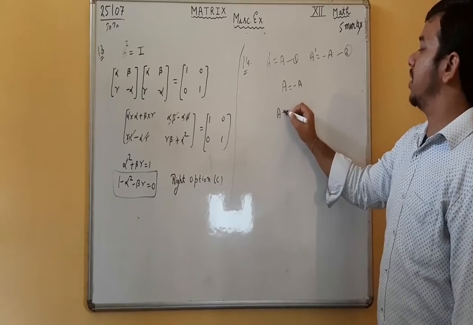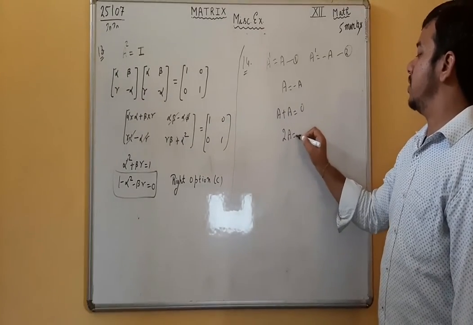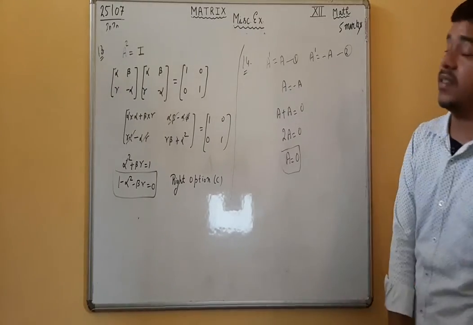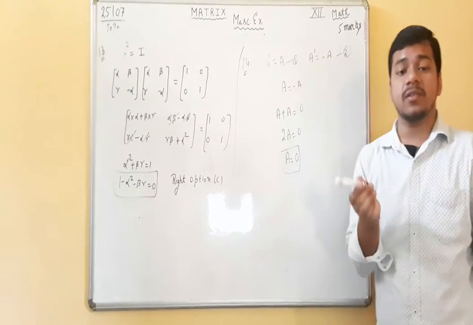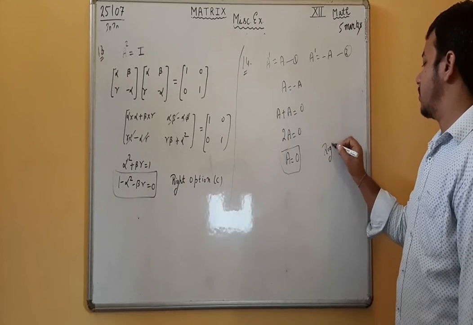अब जब आप A को लेफ्ट साइड में ले जाओगे तो क्या हो जाएगा? A plus A is equal to 0. So 2A is equal to 0. Means A is equal to 0. Means if a matrix is symmetric and skew symmetric both at the same time, then this matrix will be none other than the zero matrix. Your right option is B.